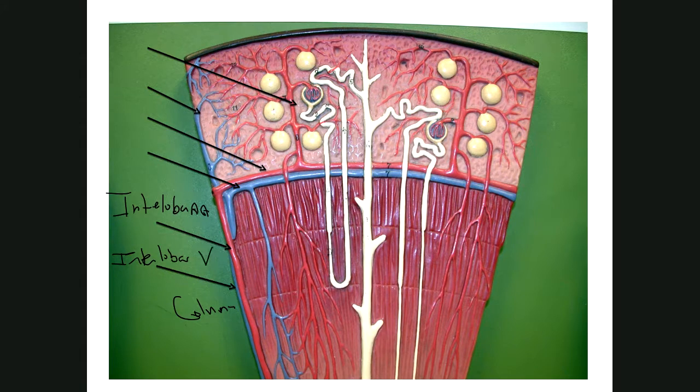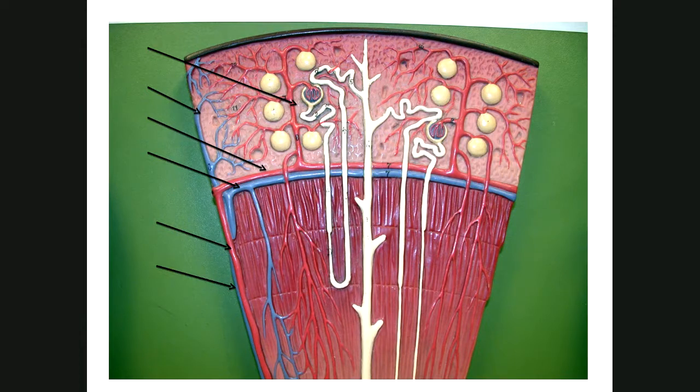So Soon says, then more blood from arteries gets filtered than from veins. Now, that's just the model, Soon. That doesn't really mean that. But we're going to see that more fluid comes into the kidney than goes out because we're going to make urine. That's just the model. Don't let that confuse you.